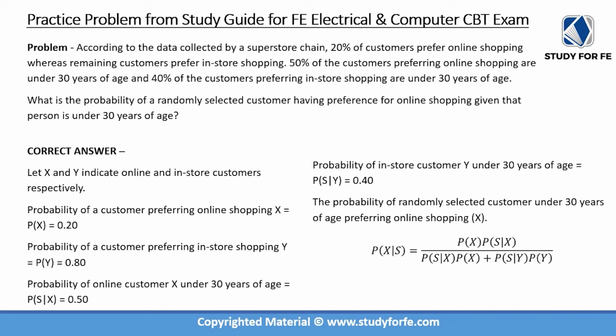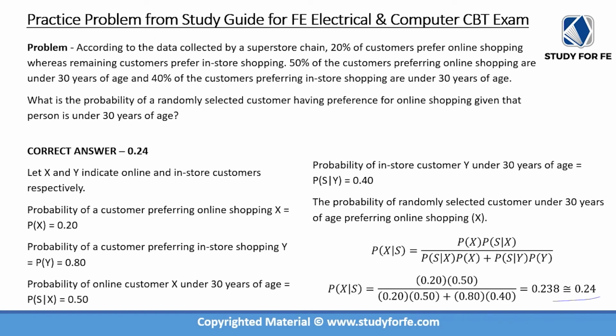And what we need to calculate is customers having a preference for online shopping given that they are under the age of 30. That's the trick over here, and that's basically what confuses students: this is online customers given that they are under the age of 30. This is the unknown, and we can calculate it using Bayes theorem. We know P(X), P(S given X), P(Y), and P(S given Y), so you simply substitute those probabilities and you will get the answer.